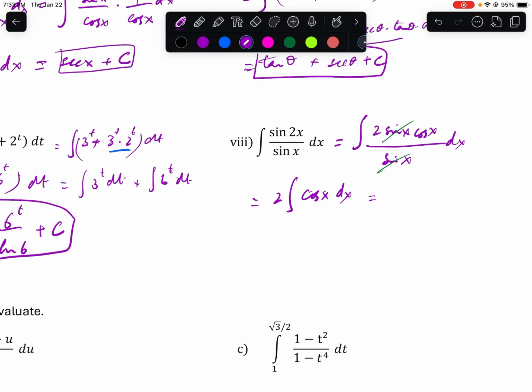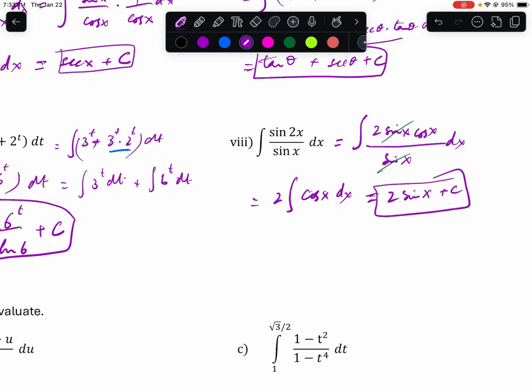This is something you have to remember, because sometimes students make a mistake here. So 2 just stays. The antiderivative of cosine x is sine x plus c. That's simple. So how can you remember this? Remember what the derivatives are. The derivative of cosine is negative sine, and the derivative of sine is cosine, positive cosine.